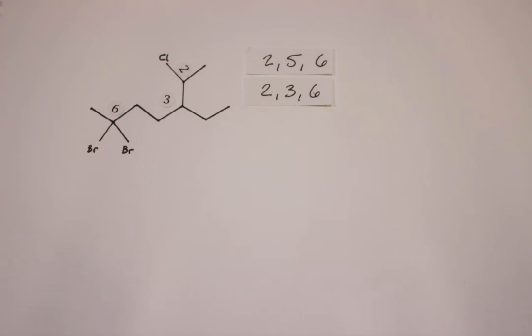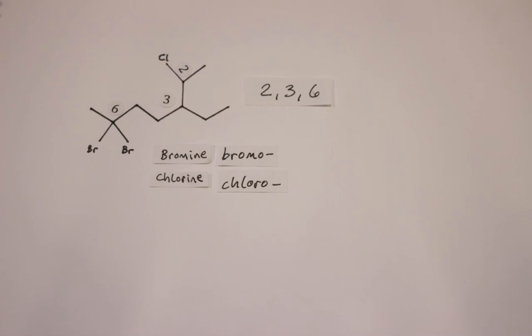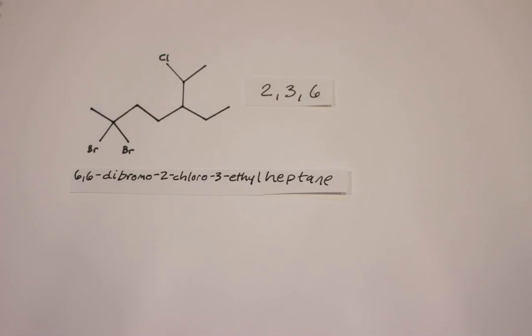Now, we've got bromo for the prefix for bromine, and chloro for the prefix for chlorine. We see here that we have two bromines coming off at 6. Bromine comes before chlorine, comes before ethyl, the names of our substituents in the alphabet. So we will label this molecule 6,6-dibromo, 2-chloro, 3-ethyl heptane, because it has 7 carbons.